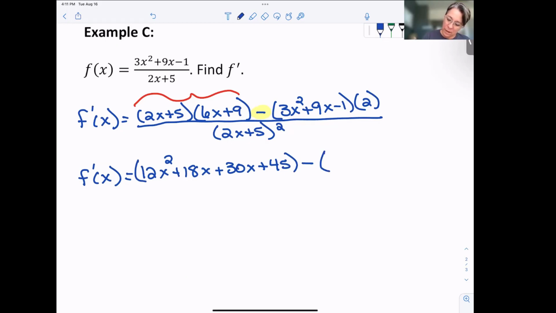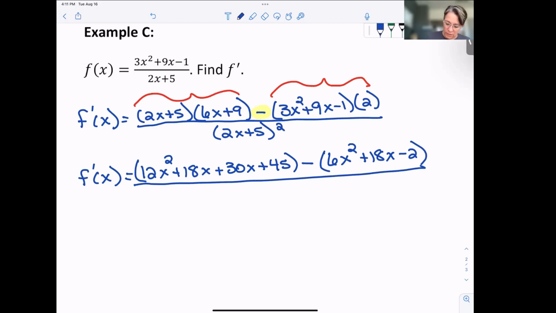Minus, and then we want to distribute the 2 into that trinomial, but we have to be careful because, again, you're subtracting whatever that product's going to be. And so we're going to have to distribute that negative later. So we distribute that 2, we can get a 6x squared plus 18x minus 2 over, I would go ahead and just leave this factor. Otherwise you may be tempted to reduce something that you cannot reduce. So I just leave it as being squared.